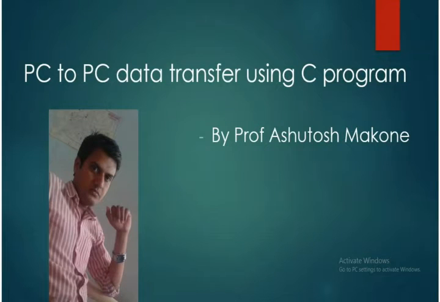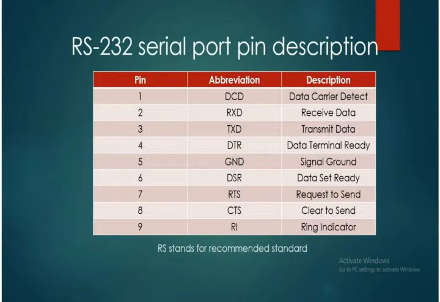Hello everyone, welcome to this tutorial on PC to PC data transfer through RS232 serial port using C programming. An RS232 serial port has 9 pins like this, out of which we are going to need only 3. Pin 2 which is receive data pin, pin 3 which is transmit data pin, and pin 5 which is ground.